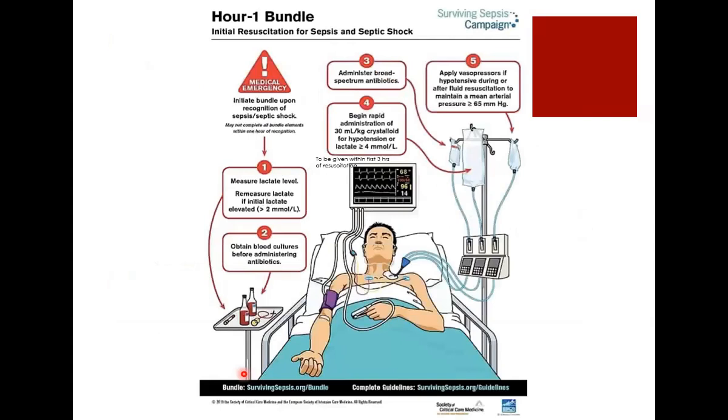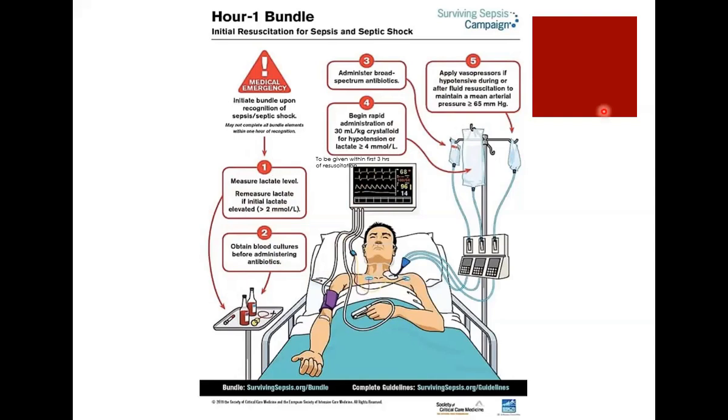So our management for septic shock, basically this one is quite familiar. It's your 1 hour bundle. You identify by measuring the patient's lactate level. Then you get your blood culture, start your antibiotic, and also give a rapid bolus fluid resuscitation for the patients at 30 mL per kg. And also you provide vasopressor early if patients still have persistent hypotension.